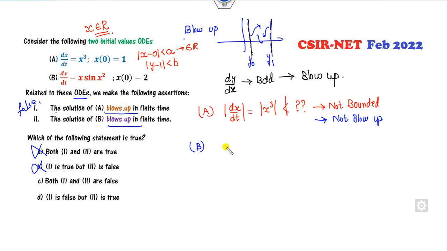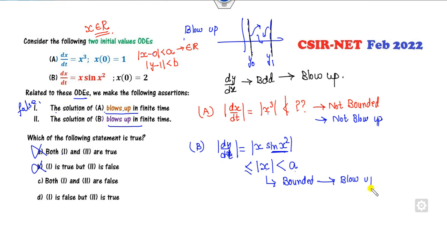Now look at the B. dy over dt is x sine x square. So this is always less than or equal to |x|, because this value is 1. And |x| is less than A, whatever the value of this, we can get a bound. So that means this is my bounded function. Once it is a bounded function, it means it has a blow up because of this sine or cosine function. So it means this blow up statement is my correct statement. So the only right option is D.